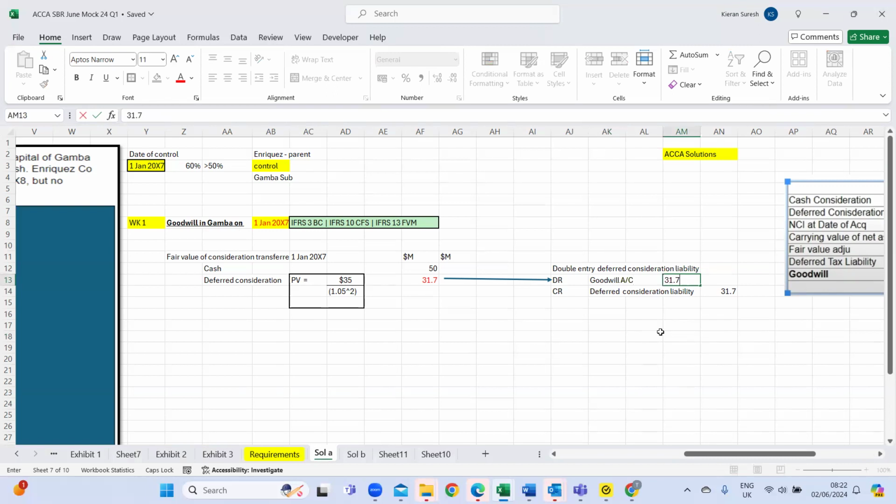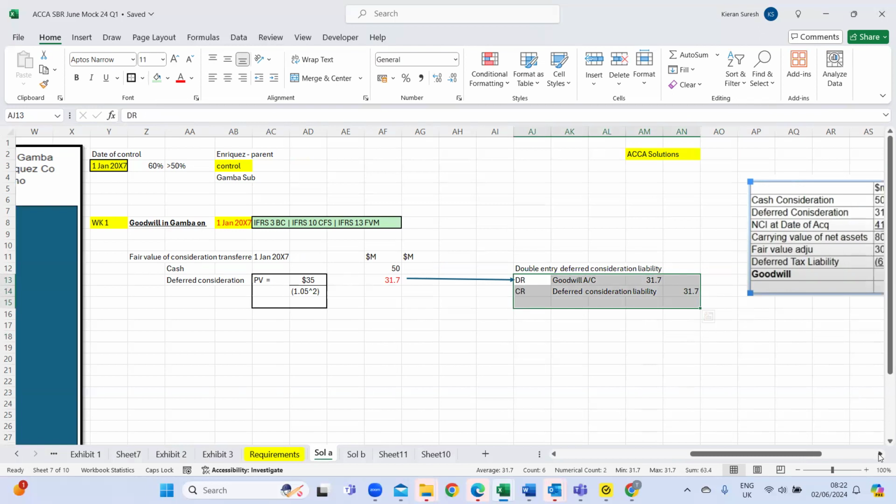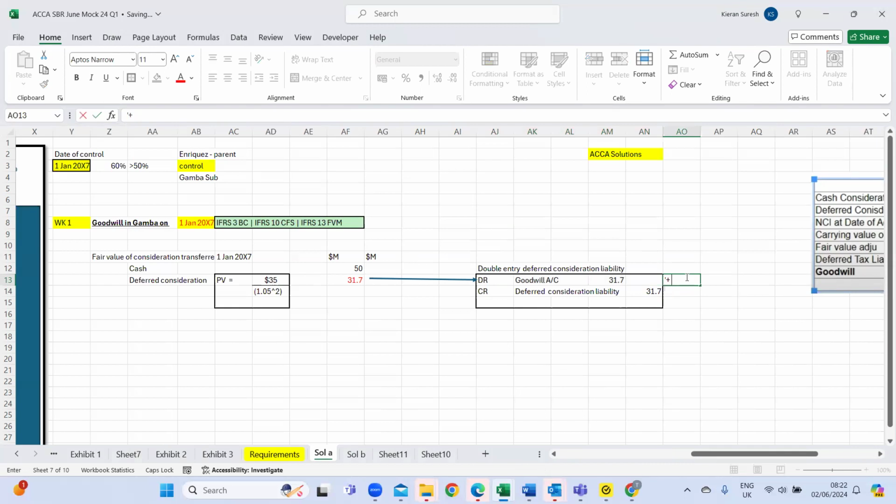Now, think of this. This is where it's going to impact you when you do the pre-populated spreadsheet. Debiting goodwill means you're increasing the goodwill. Goodwill is an asset. Debiting goodwill means you're increasing the goodwill. So in your pre-populated spreadsheets, you need to have goodwill with a plus amount. You would increase this under goodwill in the pre-populated spreadsheets, right?